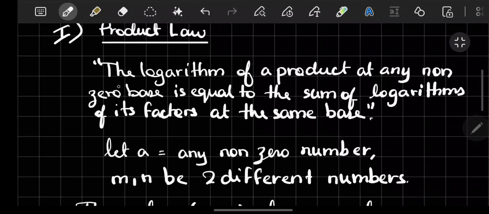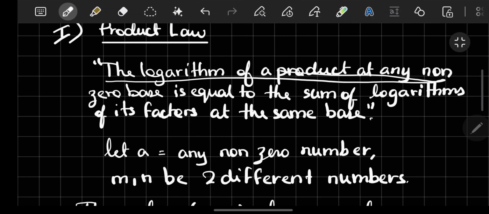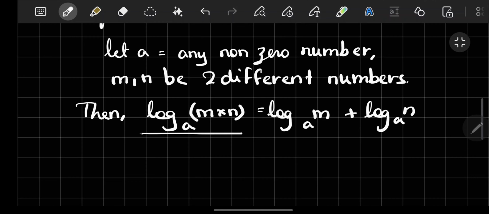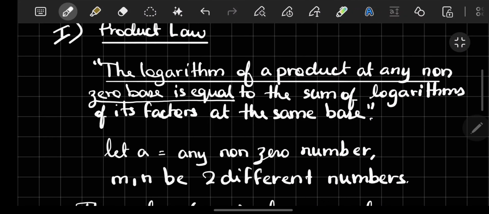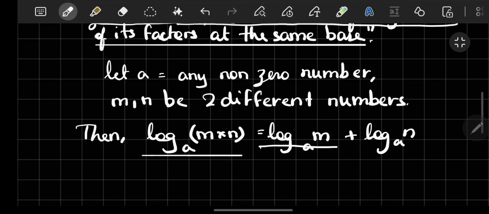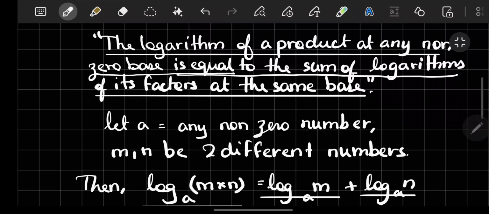Now let's try reading it line by line. The logarithm of a product at any non-zero base, which means the logarithm of m multiplied by n to the base a, is equal to the sum of logarithms of its factors at the same base. The sum of its factors, which means m and n, to the same base a.